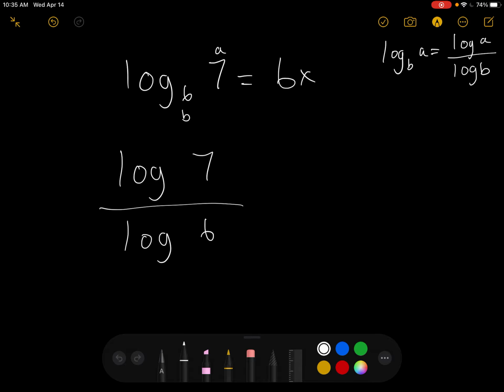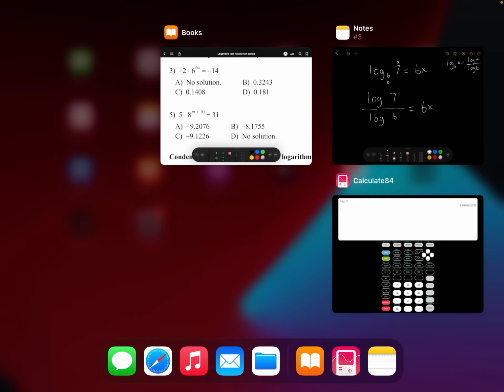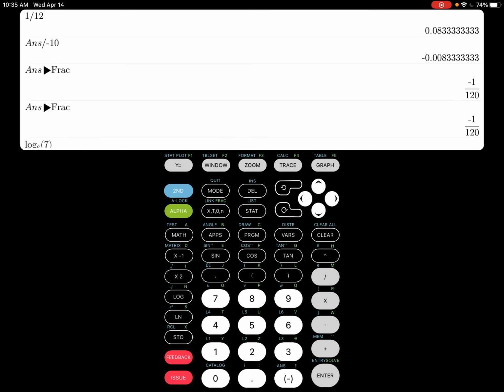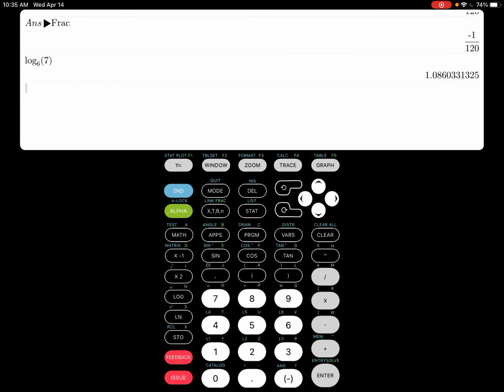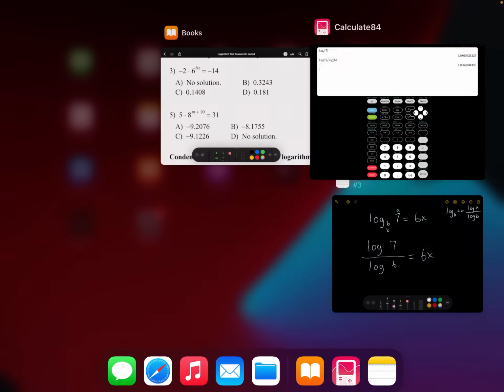So log of 7 divided by log of 6 is equal to 6x. Again, this is only if you do not have the log base function. This is what we got when we used the log base function. However, let's say that you have a calculator that doesn't have that. You're going to have to use the common logarithm, so that's going to be log of 7 divided by log of 6. And you get the same value, right? So since you get the same value, we're going to use that.